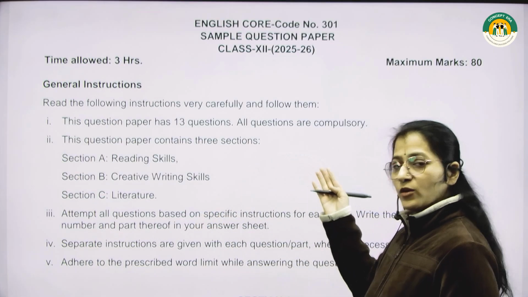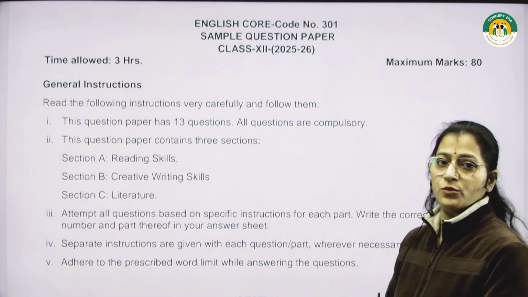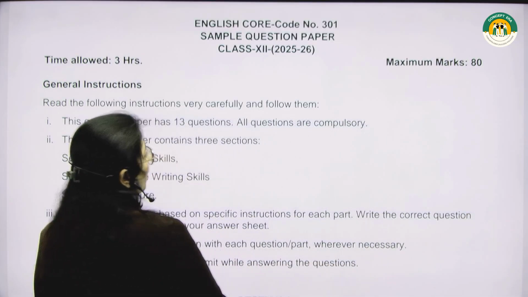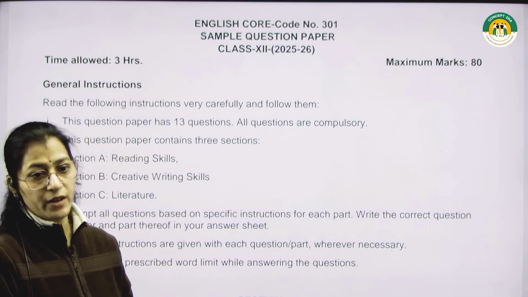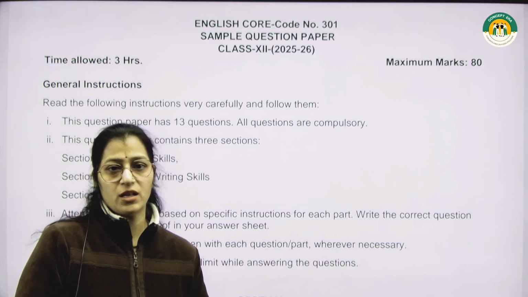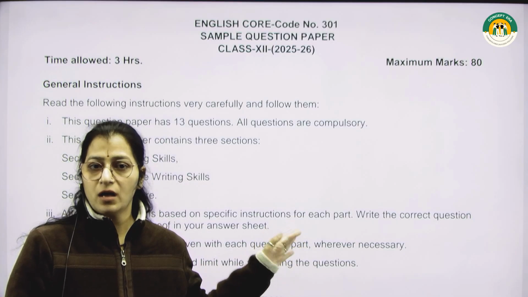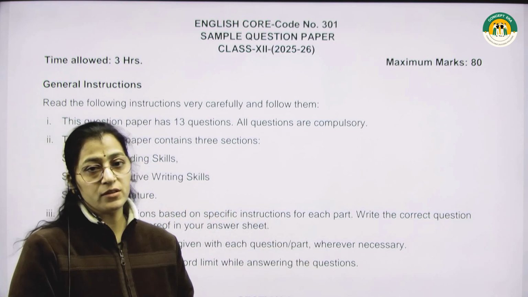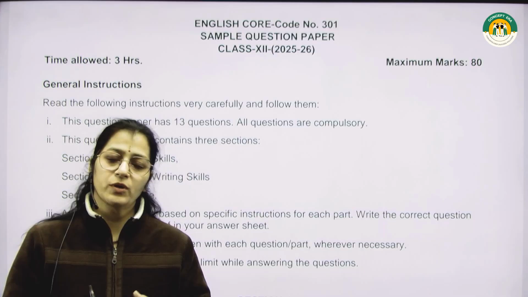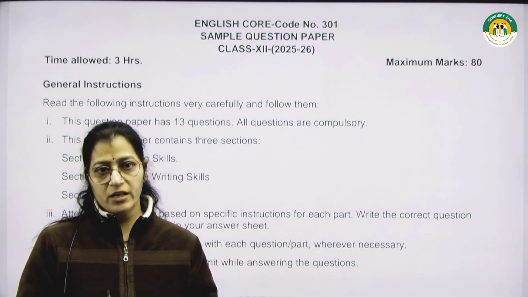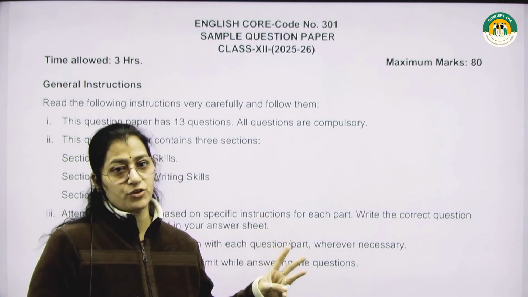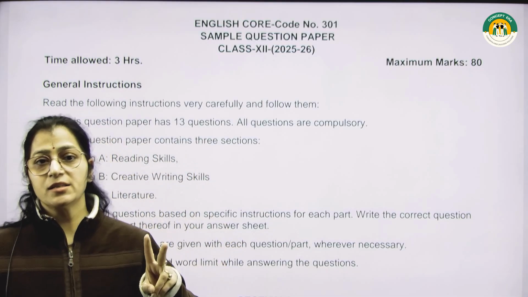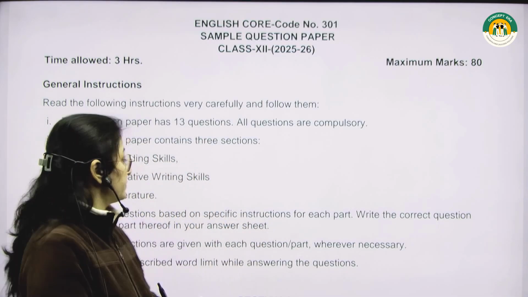So let's read the question paper's instructions first, very carefully. This paper has 13 questions. All questions are compulsory. This is very important to understand: not a single question can you leave. Next, the question paper contains 3 sections. As you all know, the English question paper is divided into 3 sections. One is reading, second is creative writing skills, and the third is literature.